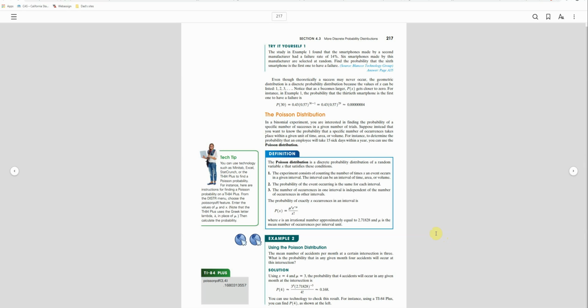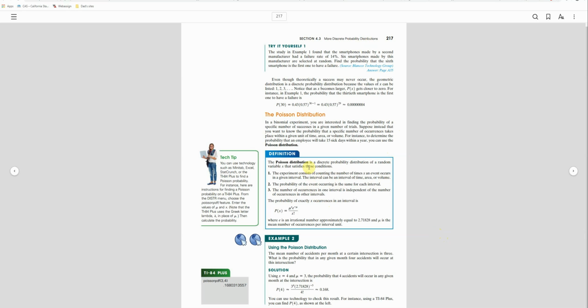Okay, so for 4.3, we're looking at more discrete probability distributions. We have the geometric distribution, which was shown, and then we're also going to have the Poisson distribution, which I'd like to go over here to save you some time.